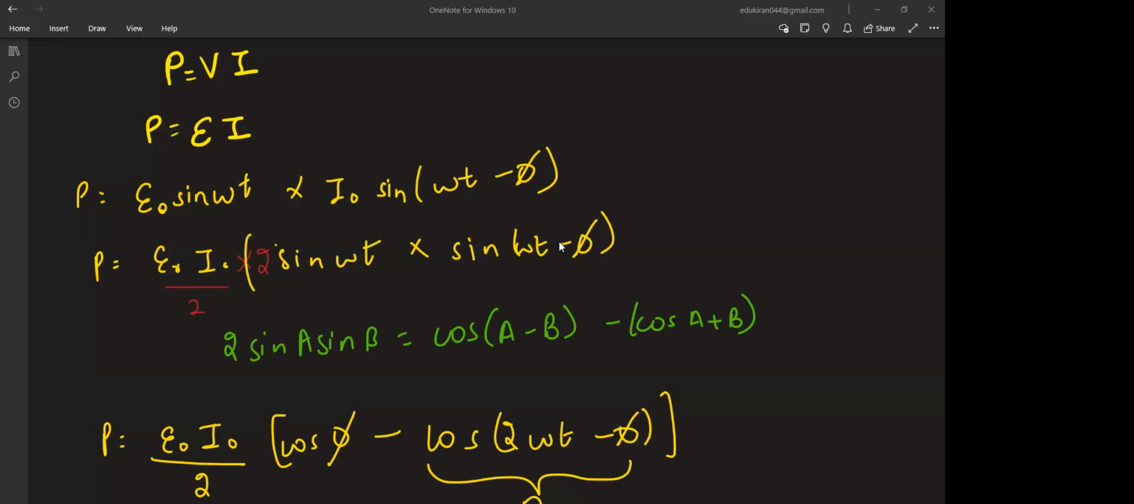When you are writing omega t minus this term, what will it become? Omega t minus omega t plus phi. Omega t will be cancelled, so you are just left with plus phi. That's why we are having phi. And when you're adding, cos of A plus B becomes omega t plus omega t minus phi. So this becomes 2 omega t minus phi.